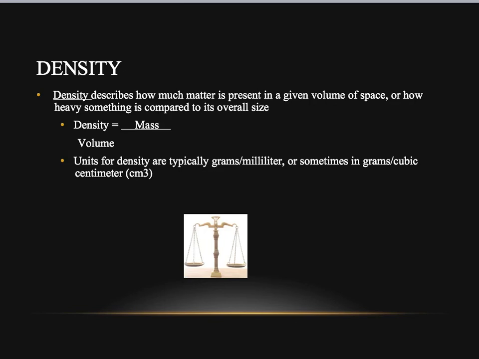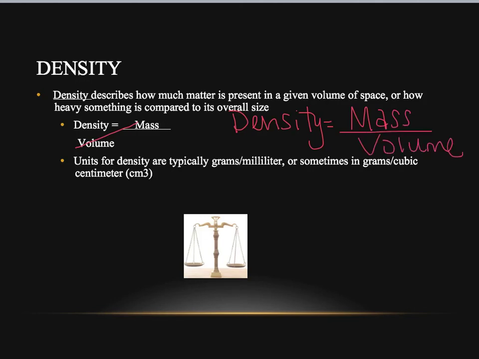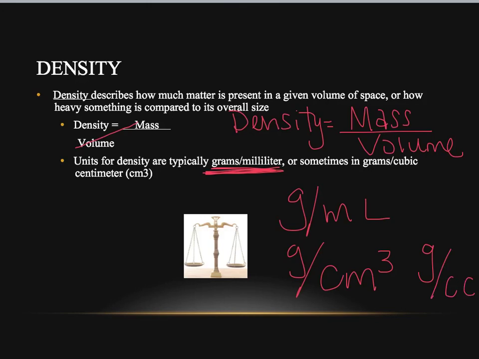Finally, our last unit of measure that we'll use a lot, and again, this came out a little wonky, so let's fix it, is density. Density is a measure of mass over volume, so how heavy something is compared to how much space it takes up. The most common unit of measure in chemistry is grams per milliliter, so weight per liquid volume. But you will also sometimes see it in grams per cubic centimeter, or sometimes people write it cc. Those are equally valid as well.